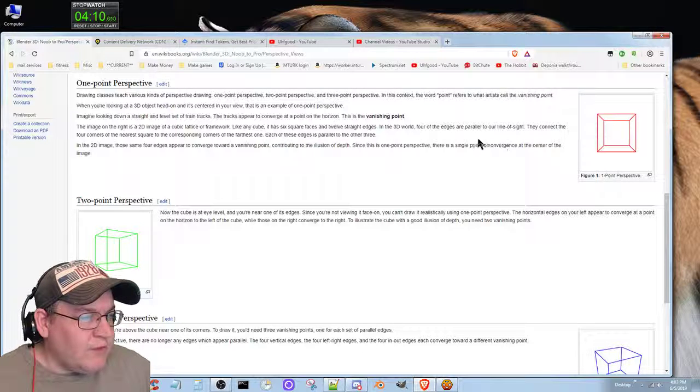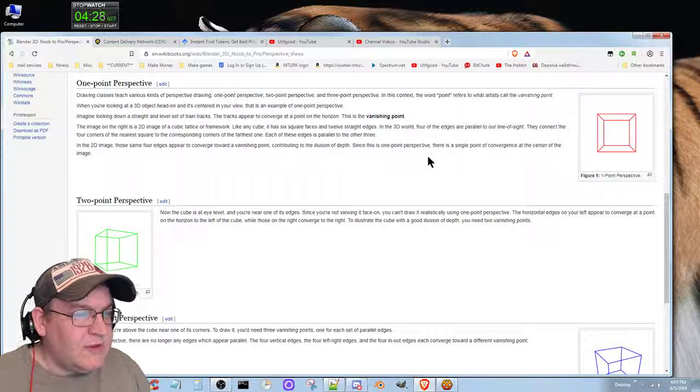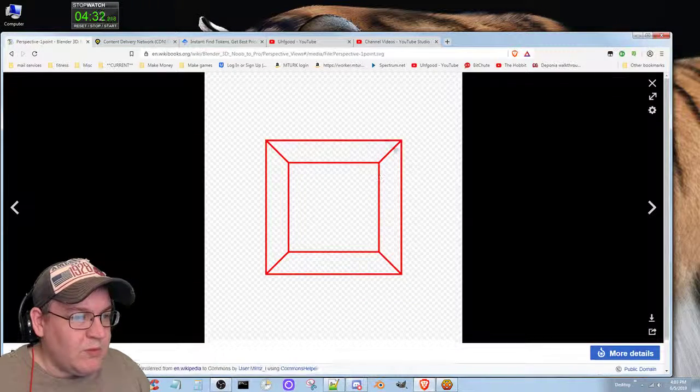In the 3D world, 4 of the edges are parallel to our line of sight. They connect the 4 corners of the nearest square to the corresponding corners of the farthest one. Each of these edges is parallel to the other 3. In the 2D image, the same 4 edges appear to converge toward a vanishing point, contributing to the illusion of depth. Since this is a 1-point perspective, there is a single point of convergence at the center of the image. So this would be 1 point, and if you drew a line here, they would converge at the vanishing point essentially.